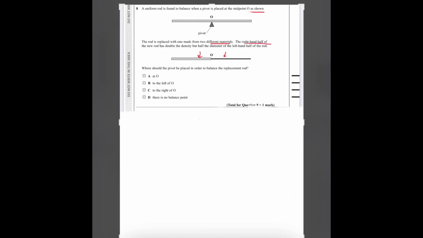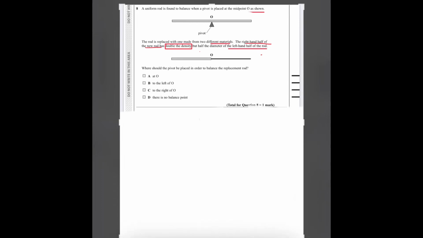Now the right hand half of the new rod has double the density, half the diameter of the left hand rod. So the right hand side has double density but half the diameter. So this has become a thinner rod now. So where should the pivot be placed in order to balance the replacement rod?